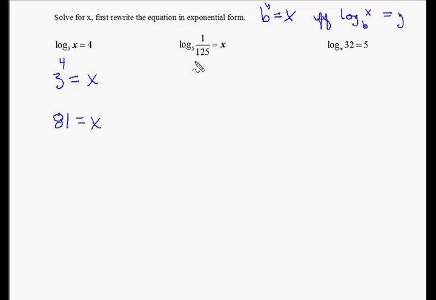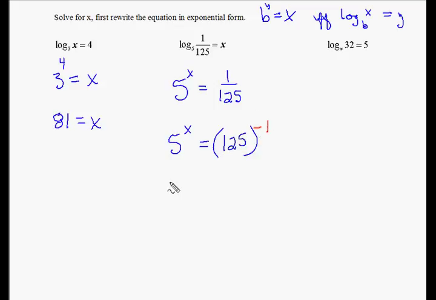Again, if we want to rewrite log base 5 of 1 over 125 equals x, we would have 5 to the x equals 1 over 125. Okay, let's try and write that another way. Since 125 is in the denominator, we could write that as 125 raised to the negative 1, because the negative 1 exponent means that I had a reciprocal.